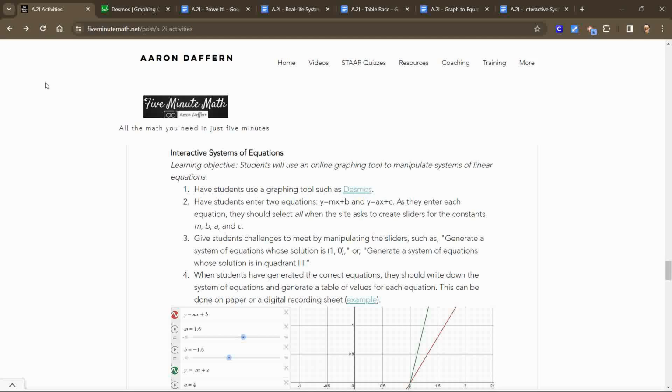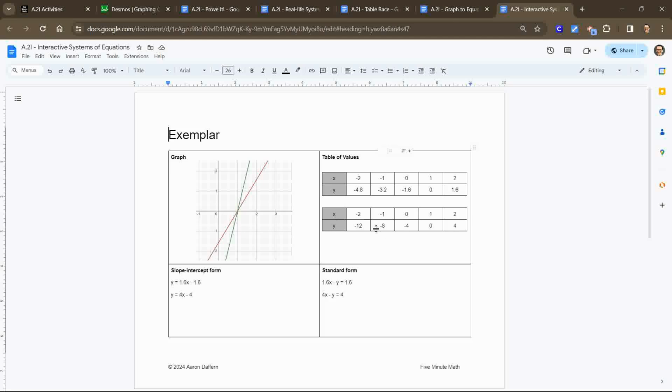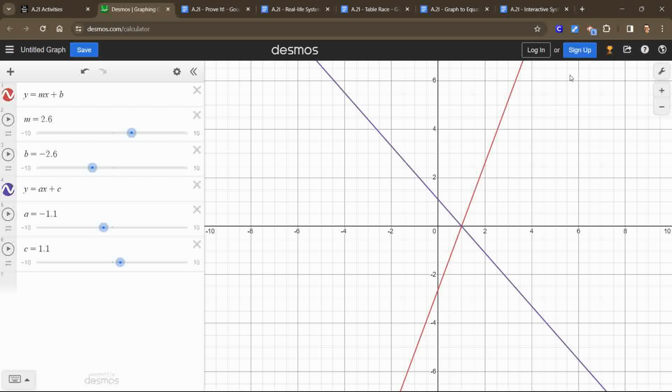But now what I need to do is write that down. So here's my digital recording sheet. What you can do if you want to export it is just hit this little share graph, and it's going to give you right here, and you can simply download it as a PNG. And so you can get that going.